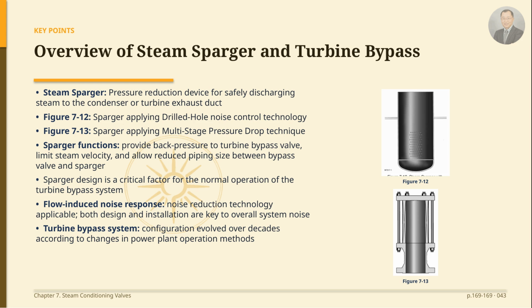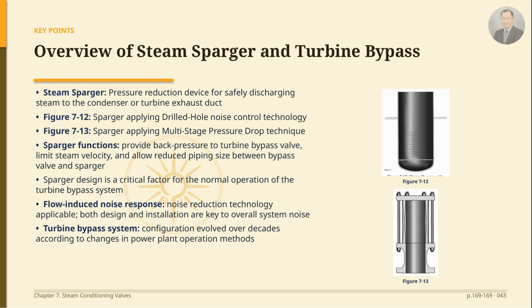Figure 7.12 is a sparger applying drilled hole noise control technology, and Figure 7.13 is a sparger using a multi-stage pressure drop technique. The sparger is not just a discharge component, but performs several roles simultaneously. It provides back pressure to the turbine bypass valve and limits steam velocity, which allows for a reduced pipe size between the bypass valve and the sparger. For these reasons, sparger design is a critical factor in whether the turbine bypass system functions properly.